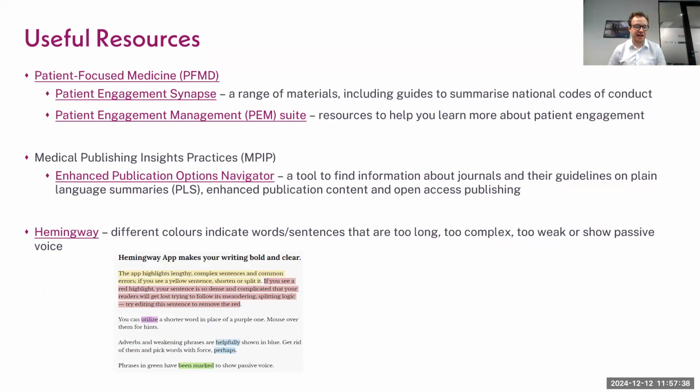There is then an Enhanced Publications Options Navigator, which I've linked here, which is a tool for finding information about journals and their guidelines on plain language summaries, enhanced content, and open access. And then there are multiple apps. I've just listed one here, Hemingway, which assesses your writing to see how patient friendly something might be and how clear it might be. You can see in the example different colors that indicate sentences that might be too long, too complex, too weak, too passive, things like that. So yes, we can provide these afterwards.